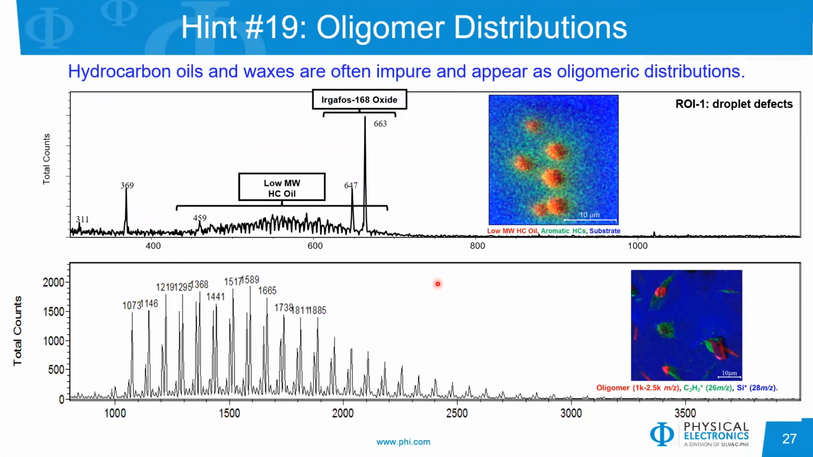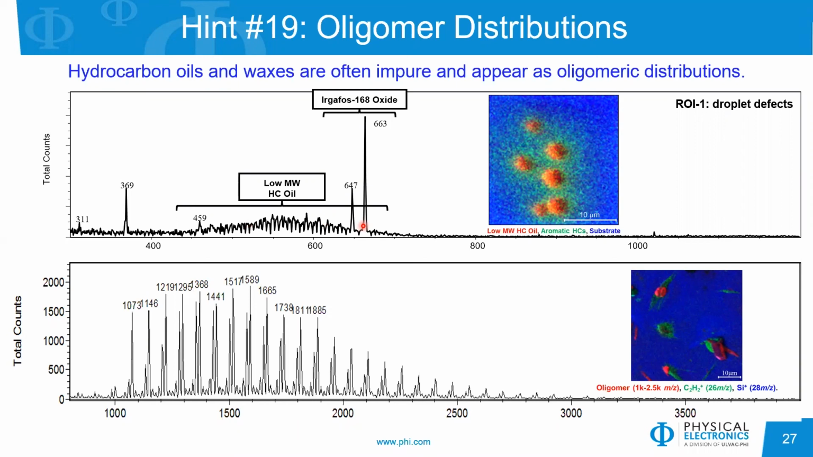Oligomeric distributions can be observed by TOF-SIMS. I just mentioned a couple slides ago that it is very rare, if not impossible, to see intact polymer ions. But for a lot of low molecular weight oils or other contaminants, because of the impurity, in some cases what you will see is a very broad distribution of peaks. And this could lead you to a conclusion that, gee, there's something wrong with my analysis, something isn't working right.